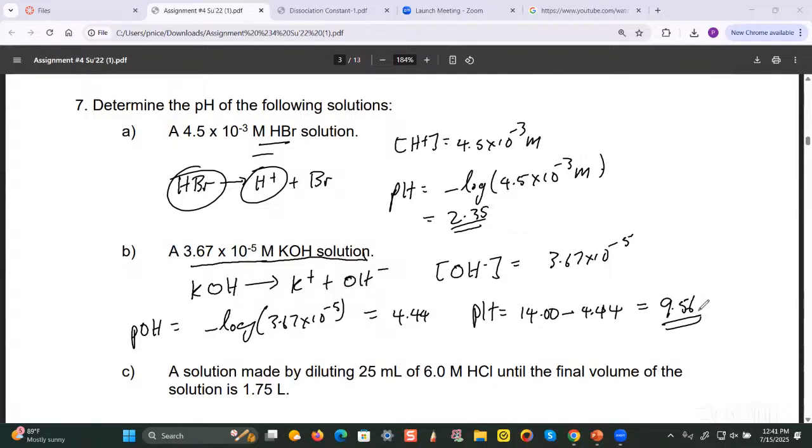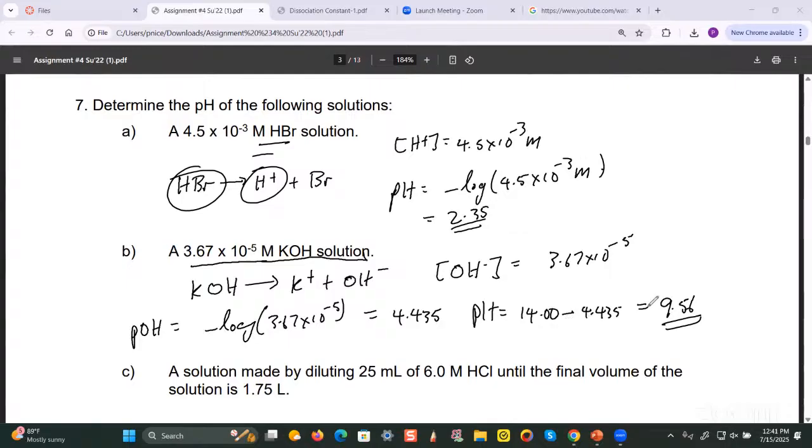Where did 14 come from? Right. So this should actually be 3.5, which means that I need to correct this as well. So this would be 3.5. And then when I subtract that from 14, I'm going to get 9.